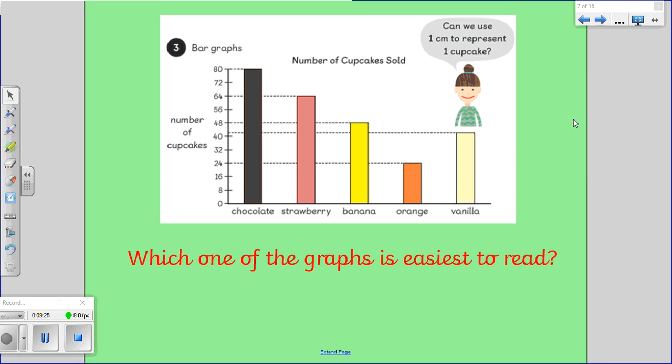Okay, now we can have a look at the bar graph. So it's the same data, the same amount of cupcakes. And the question is, which one of the graphs is easiest to read? So think back to the picture graph we've just looked at, and this one, which one is easier to read?